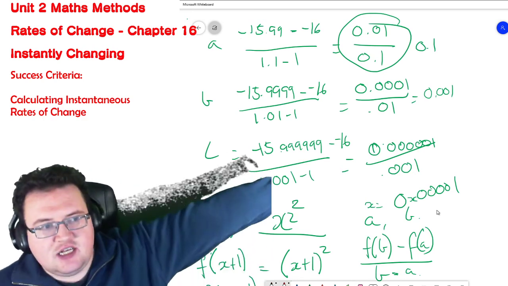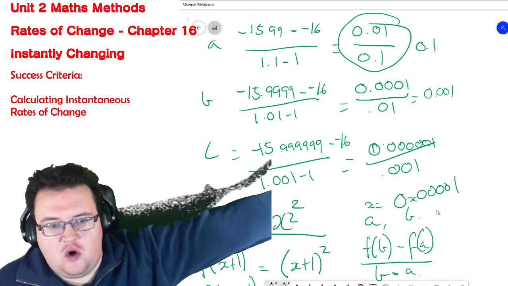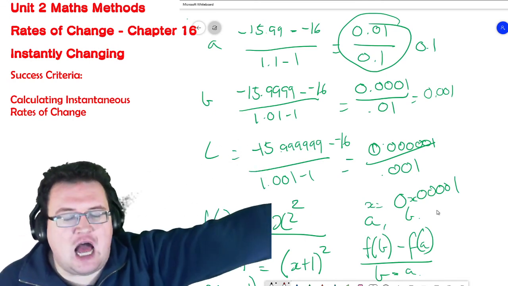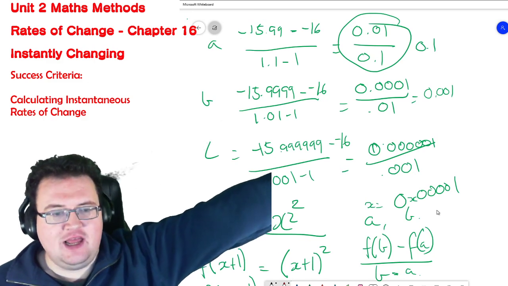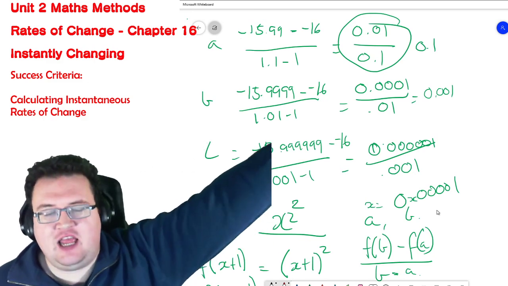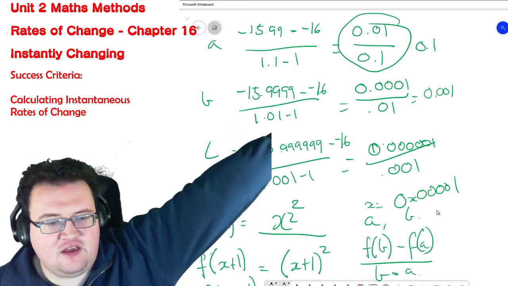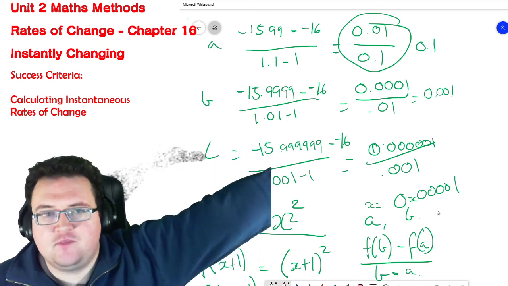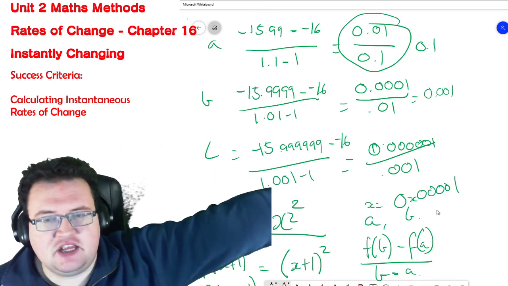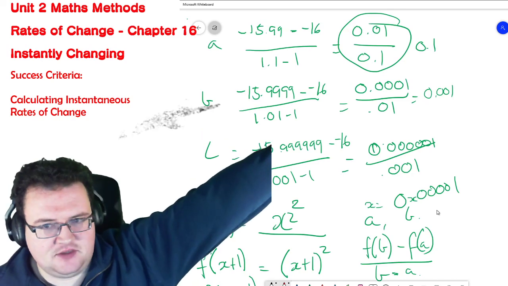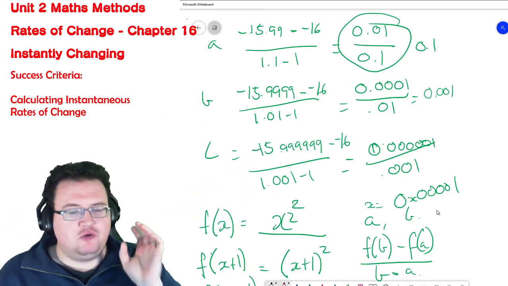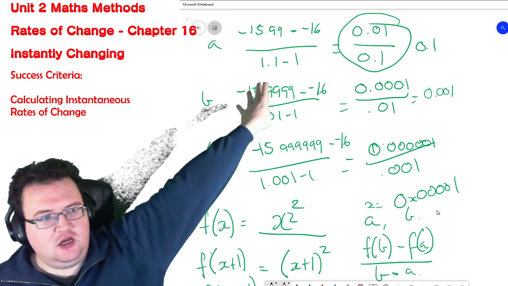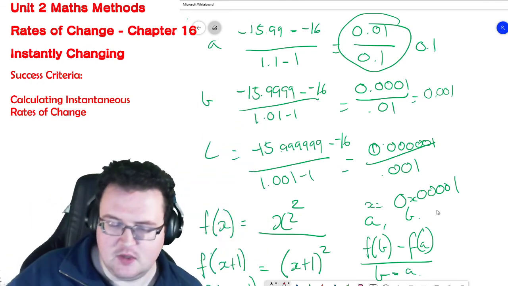0.000000000 and so on is just 0. It's so small that we can't possibly care about it. It's so small that we can't even visualize it. We can't even measure it, because you get enough zeros in there, you're talking about the sizes of atoms. So it might as well just be 0. Gone. Chuck it out.